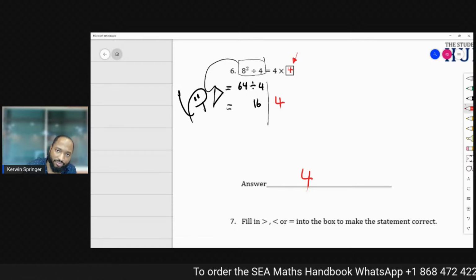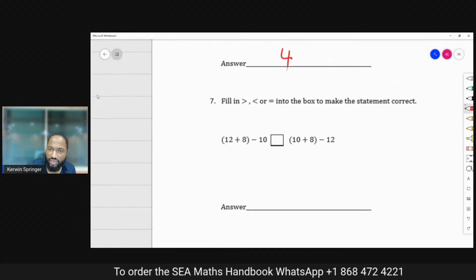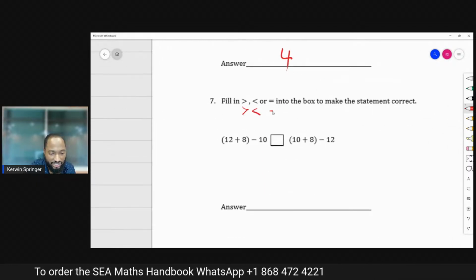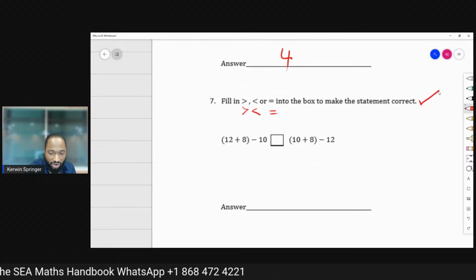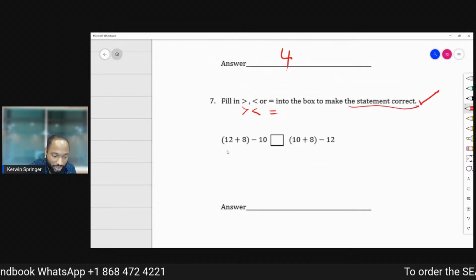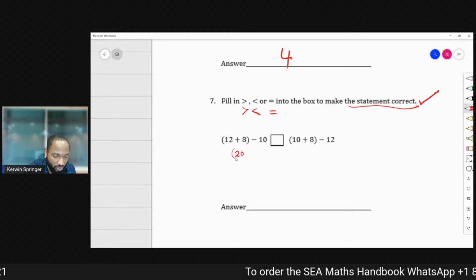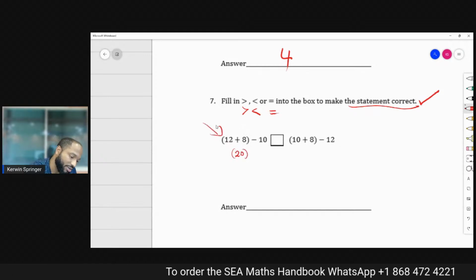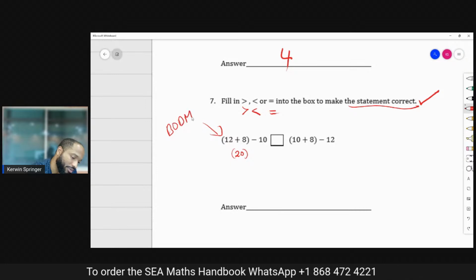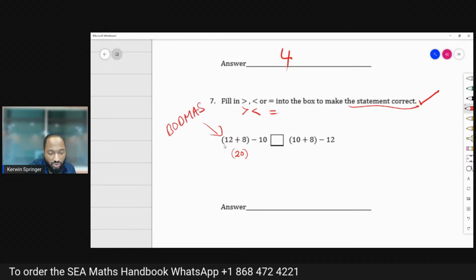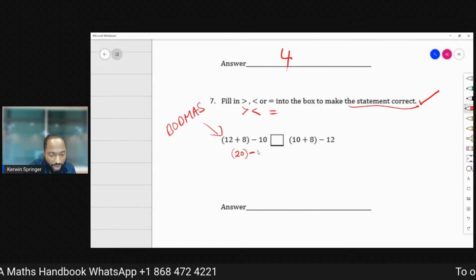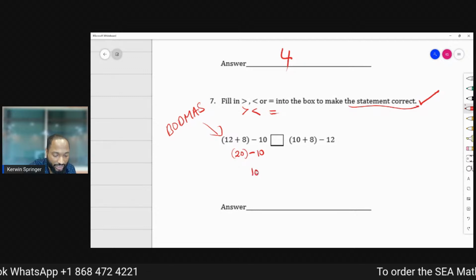Fill in greater than, less than, or equal into the box to make the statement correct. I'm reading out everything this time. So, okay, let's see. 12 plus 8 is 20. You have to do the things in the brackets first. Brackets first because of BODMAS, right? So brackets have been done, minus 10. So this is 20 minus 10, which is 10.